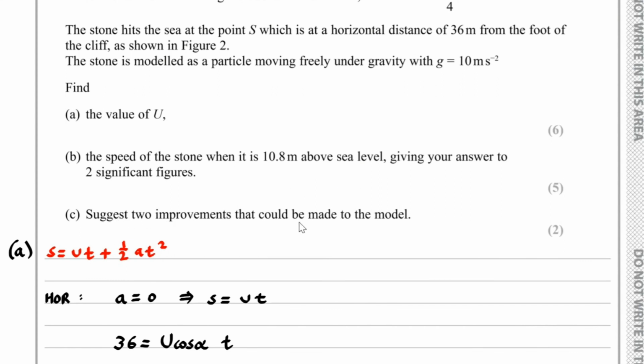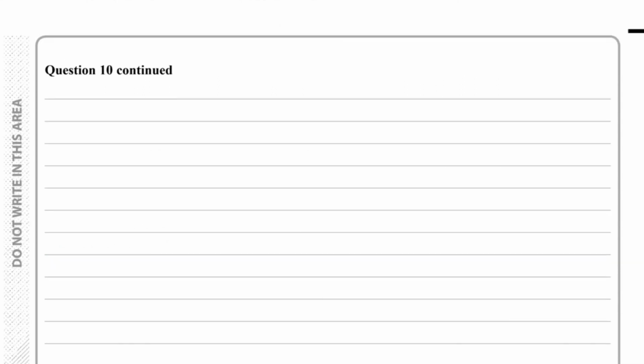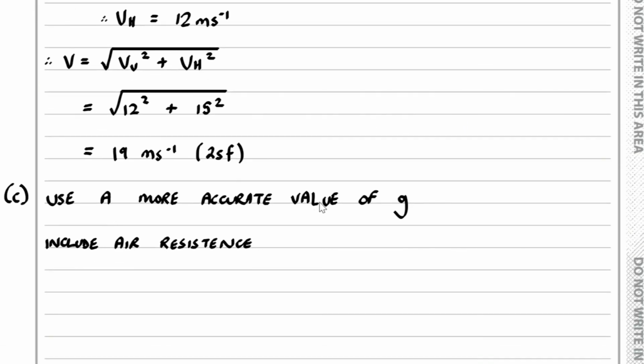Now, for part C, we have to suggest two improvements that could be made to the model. Well, we could use a more accurate value of g, that's the first suggestion, and the other suggestion is we could include air resistance.